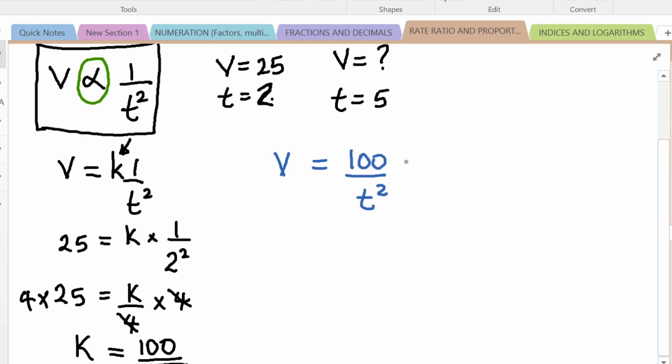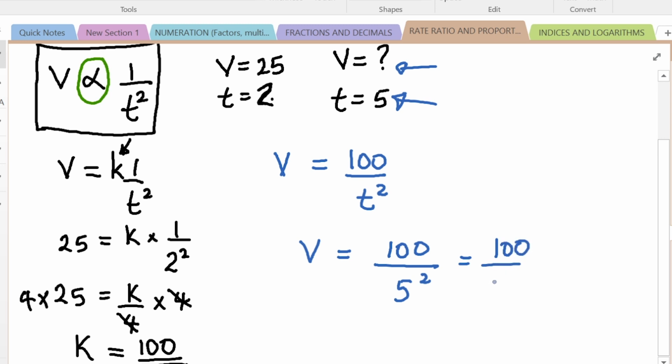T squared. Now, if V is equal to 100 over T squared, we can go ahead and find V when T is 5. So we can go ahead and say, therefore, V is going to be equal to 100, divide that by T squared, which is 5 squared. So that means it's going to become 100, divide that by 5 squared, which is 25, and so we shall end up with our answer being 4. So our value of V is 4.